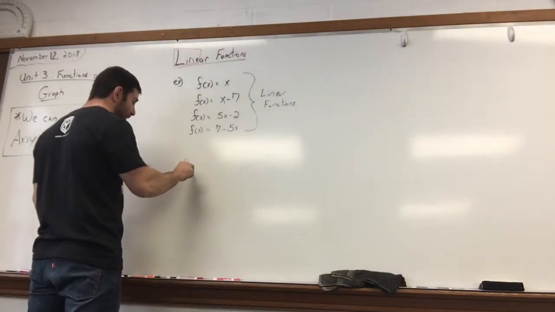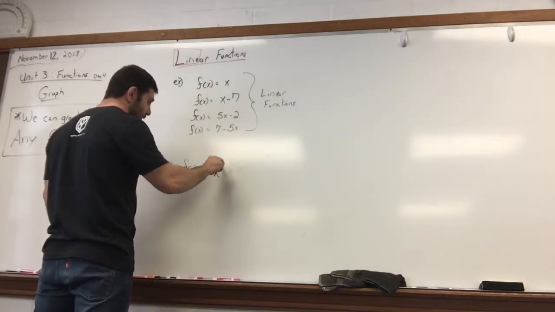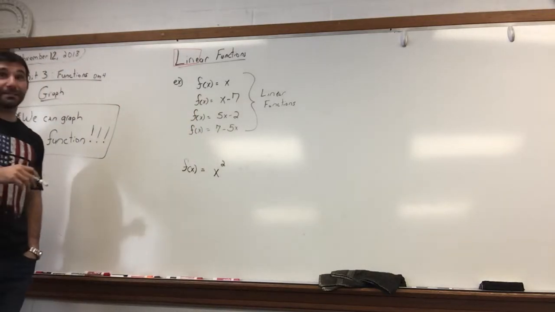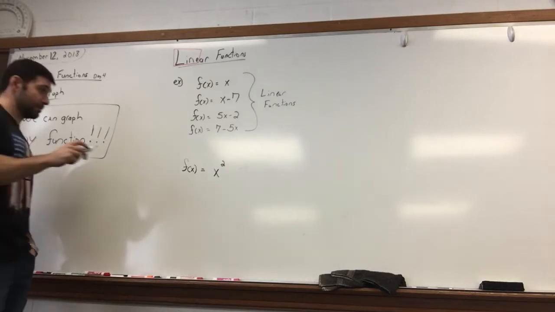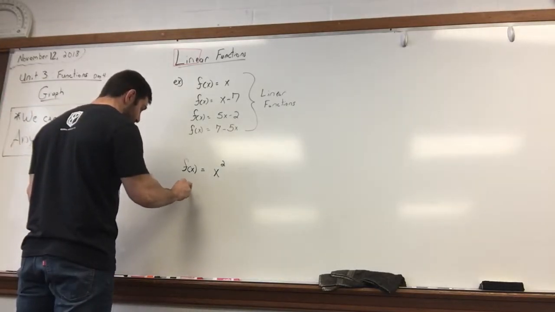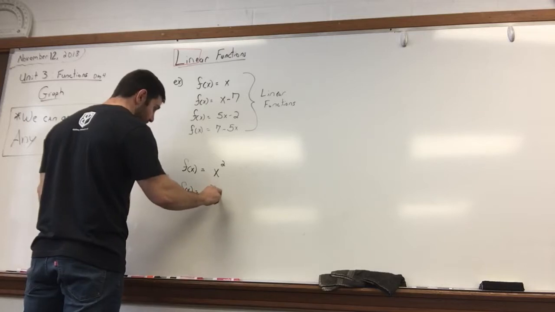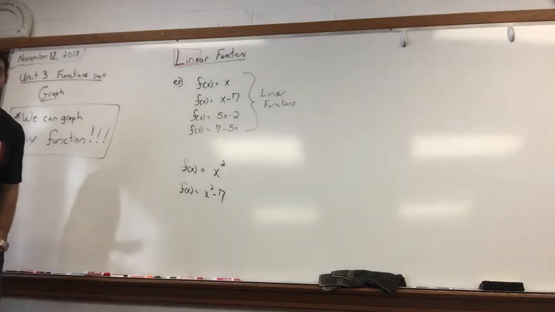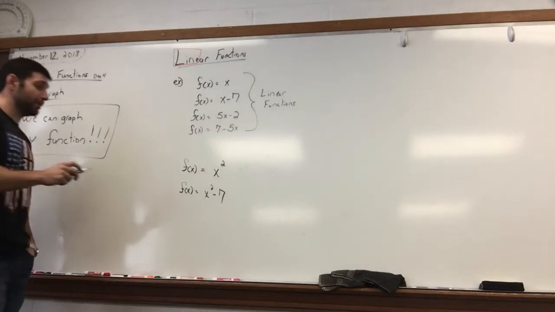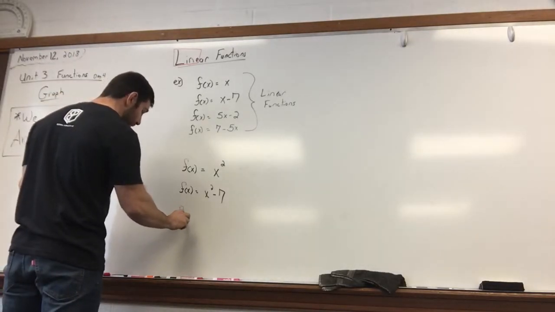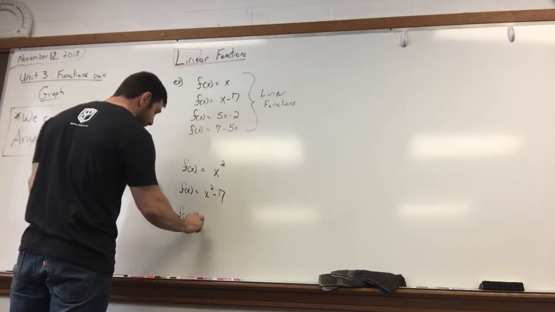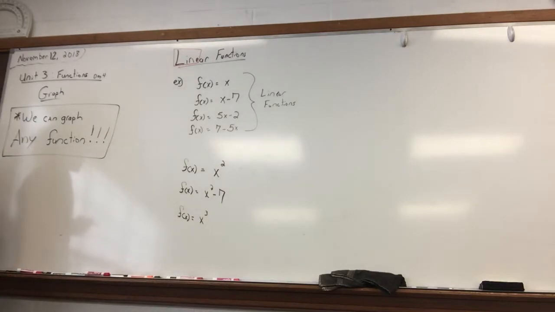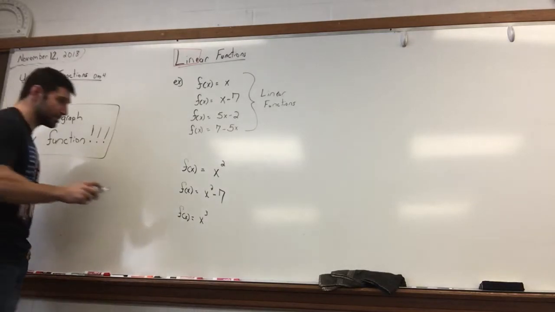So if I have f of x equals x squared, it is no longer linear. And we're going to talk about that tomorrow because it's called quadratic. So if I have f of x equals x squared minus 7, it looks really similar to x minus 7, but because it has x squared, it is not a linear function. Another one that will not be a linear function is x to the 3rd power. We'll be graphing those as well, and those are called cubics. We'll talk about those tomorrow.